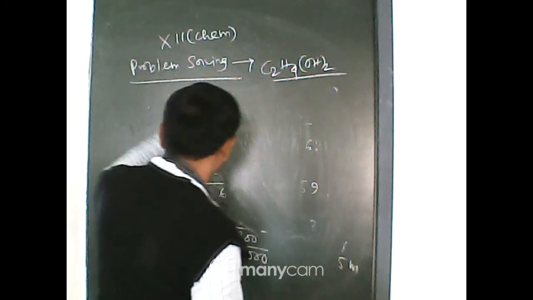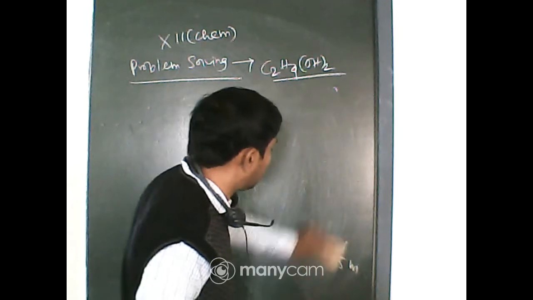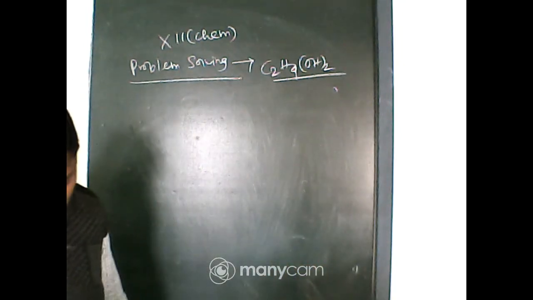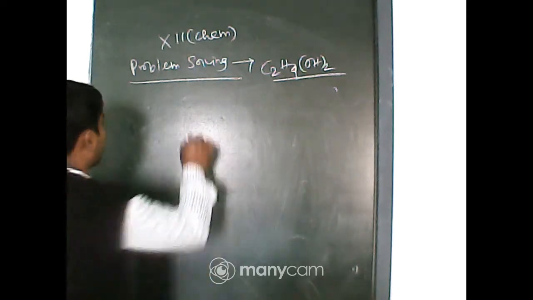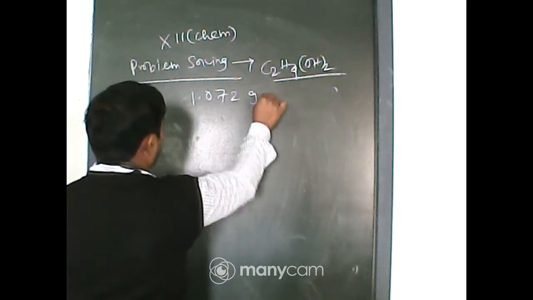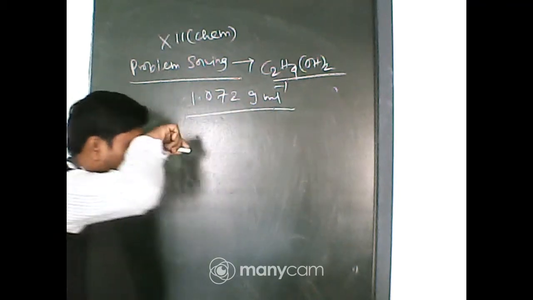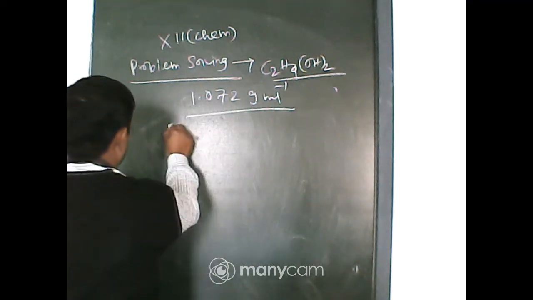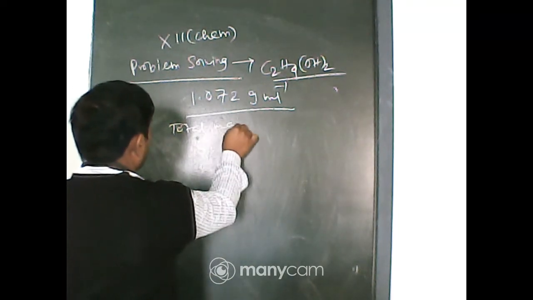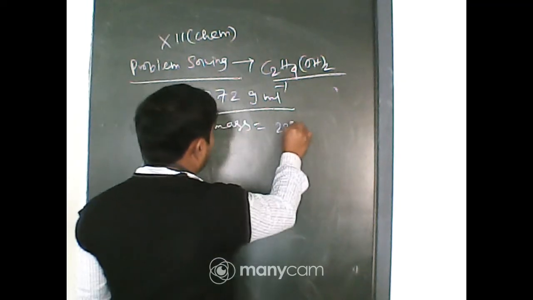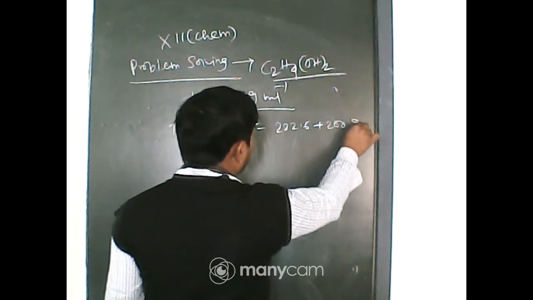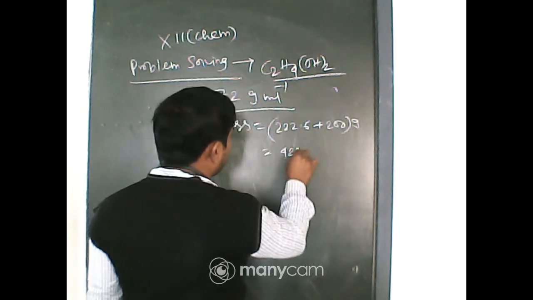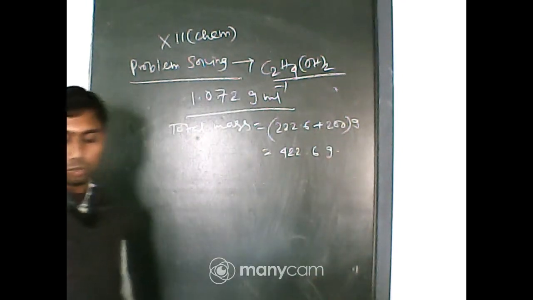The density is given, 1.072 gram ml inverse. This is the density of the solution. Now from there, calculate the molarity of the solution. Now the total mass of the solution, that is 222.6 plus 200 gram, that is 422.6 gram, total mass of the solution.